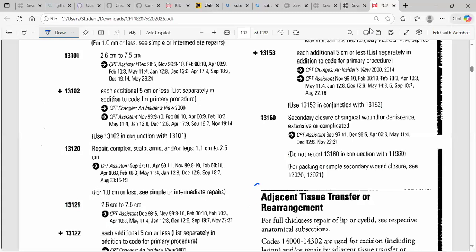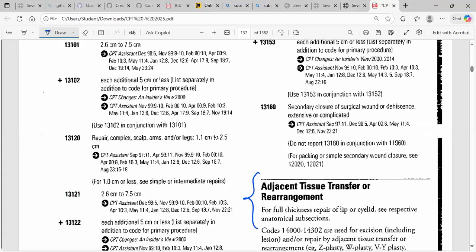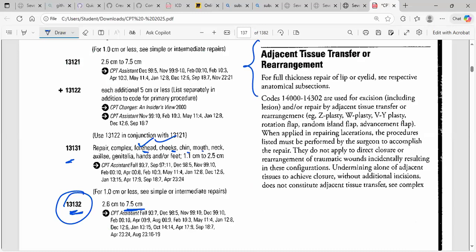Now let's move to the ATT. ATT is the next main topic. So whenever you are going to bill the ATT, with ATT you are not going to bill the excision. ATT means adjacent tissue transfer. That is also known as Z plasty, W plasty, and VY plasty. So if it is a Z plasty, W plasty, or VY plasty, we are going to consider it as an ATT.